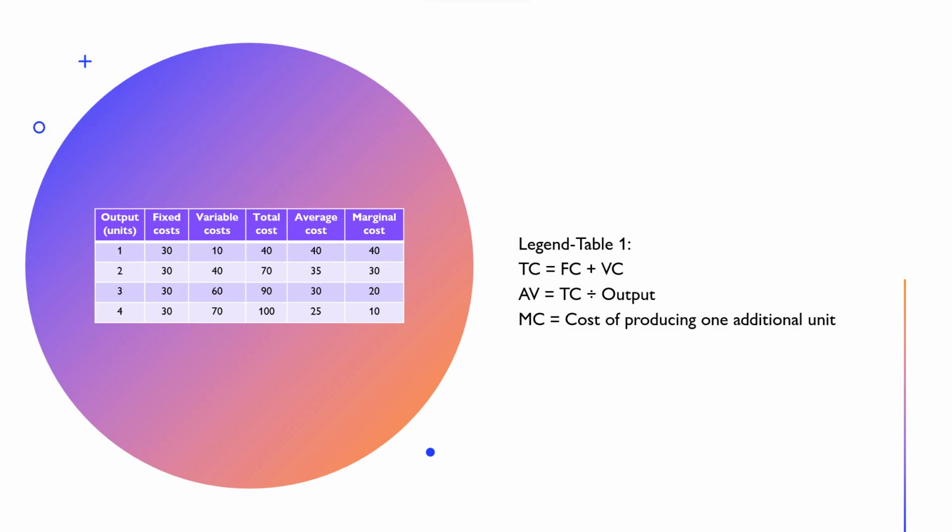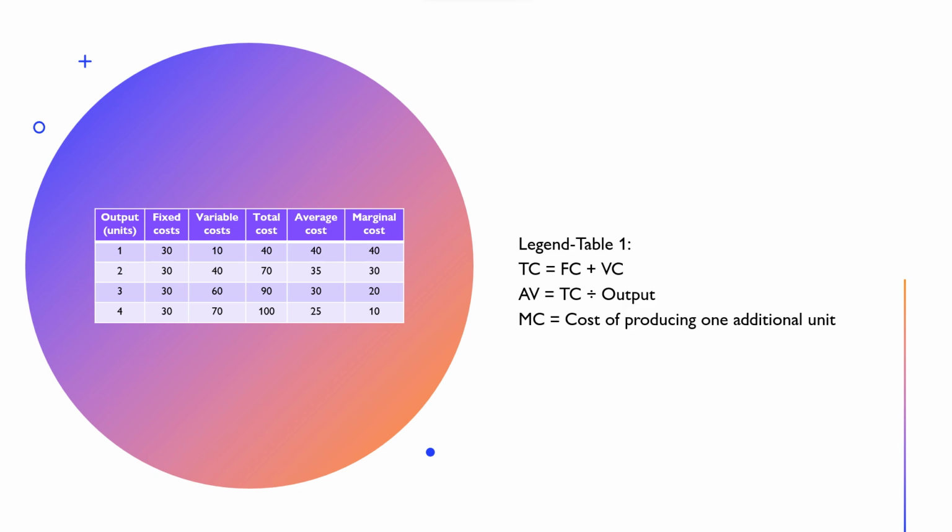We investigate this phenomenon through this table. As we can see, this table provides information about a certain production activity and the different types of costs. For example, when the output is 1 unit, the fixed cost is $30 and the variable cost is $10. If we add up these two costs, we get the total cost of producing 1 unit as $40. The average cost is calculated by dividing the total cost by the output, while the marginal cost is the additional cost of producing one more unit.